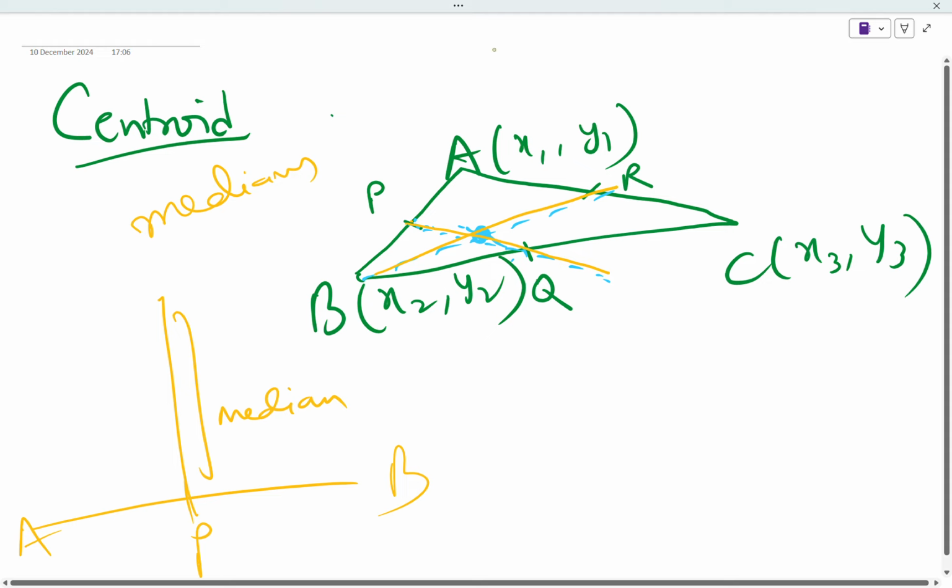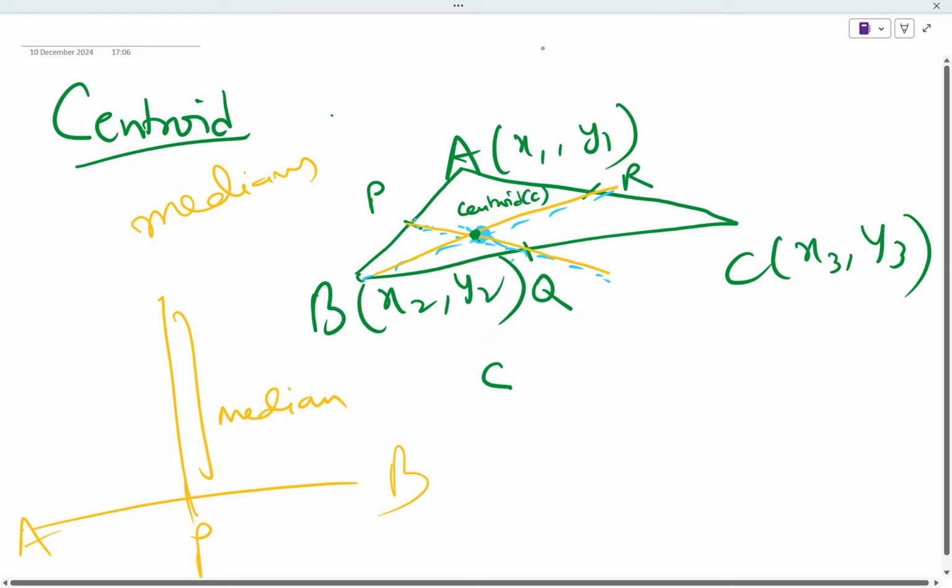So these yellow lines are my medians, and where they intersect, this green part is called the centroid, C. So the point of intersection of the medians is called the centroid. Since there are 3 sides in a triangle, there will be 3 medians, and wherever these 3 medians intersect, that is called the centroid.